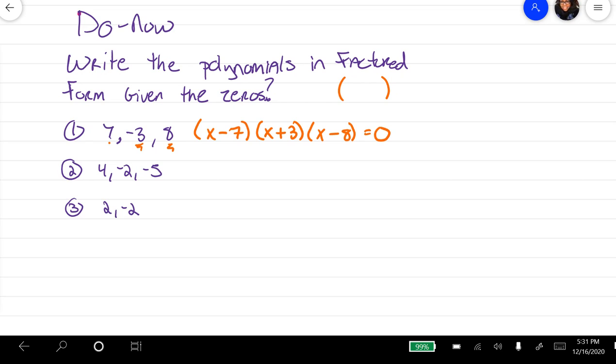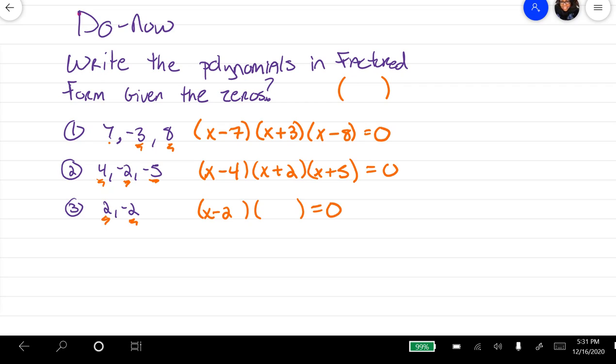For the next one, number 2, given these zeros or roots, solutions, however it's written, how you would write this in factored form. It's going to be binomials. Since there's 3, there'll be 3 of them, and it'll be the opposite again. So it'll be x, and the opposite of 4 would be negative 4. X, the opposite of negative 2 is a positive 2. X, the opposite of negative 5 is a plus 5. And then for our last one here with 2 and negative 2, we'll have 2 since there's only 2 zeros this time. The opposite of positive 2 is negative 2, and the opposite of negative 2 is positive 2.